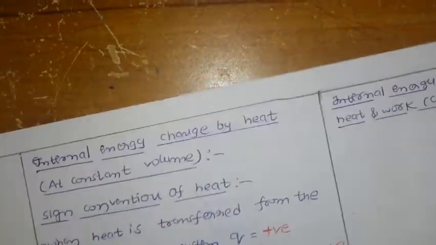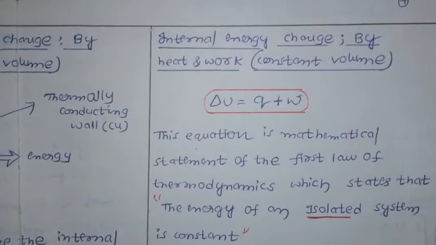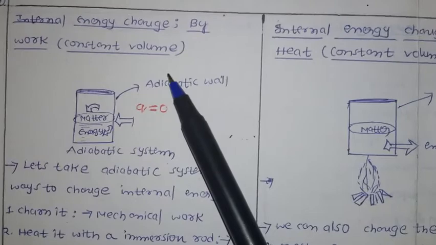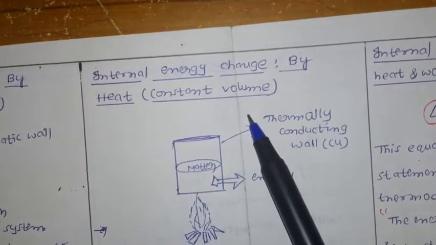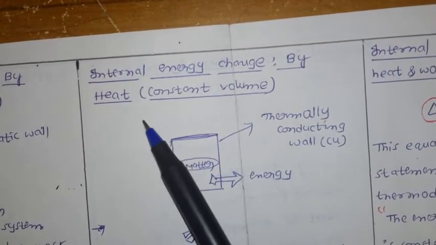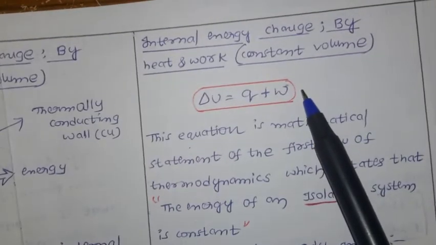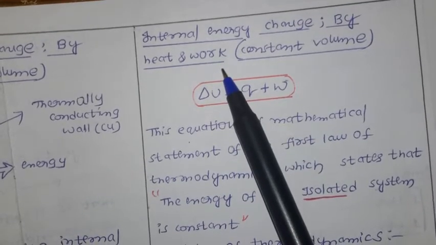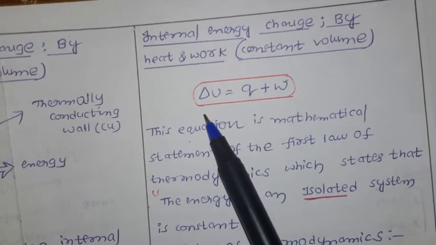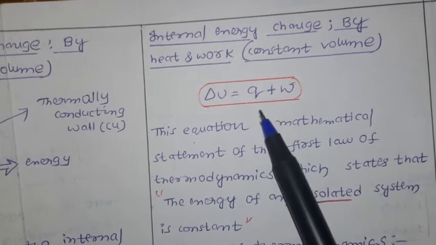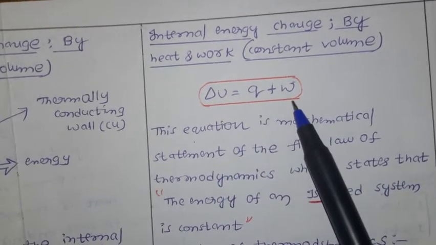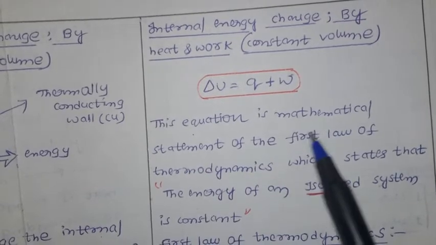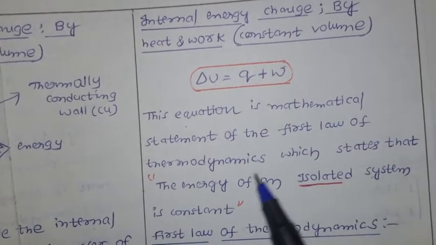Next, the third case. We are going to change the internal energy by heat and work together. In the first case we did it only by work, in the second case only by heat. In the third case, the change in internal energy, delta U, equals the sum of heat plus work. Now this equation is a mathematical statement of the first law of thermodynamics.